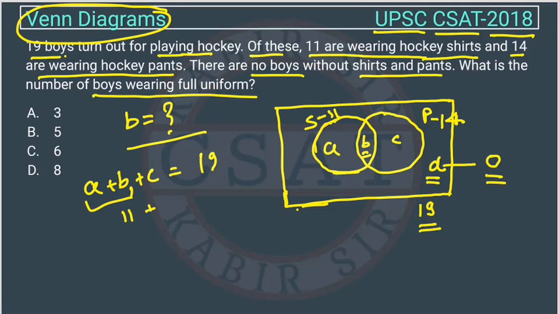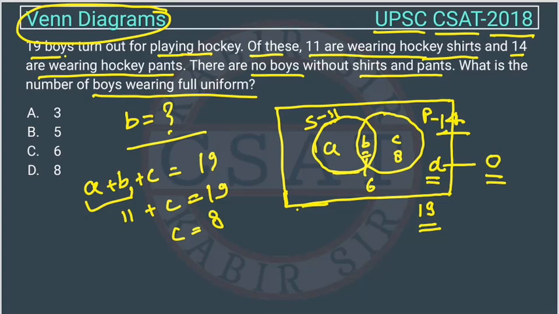If 11 plus C is equal to 19, then C will be how much? C will be 8, right? If C is 8, the total is 14, so B will be how much? B will be 6, right? Because the total B plus C is 14, right?